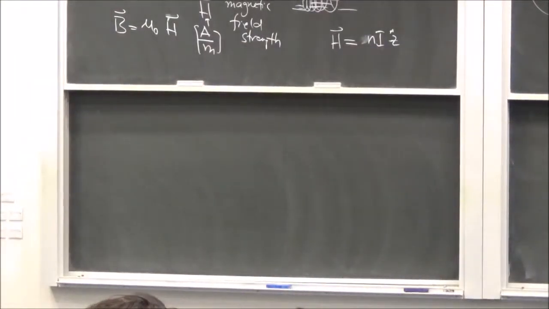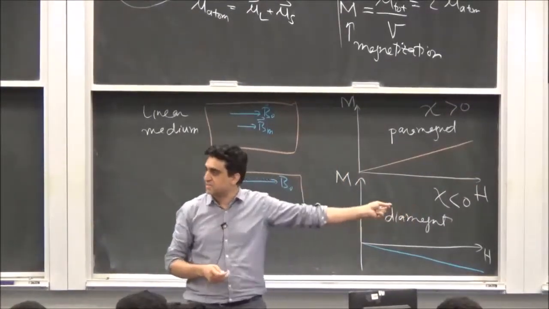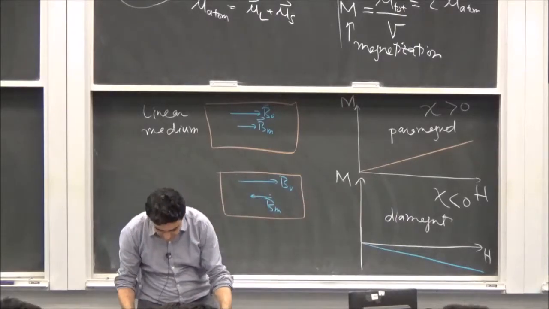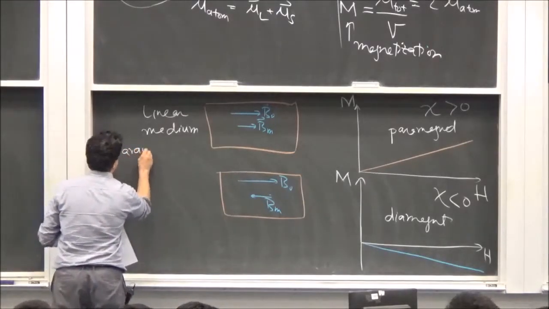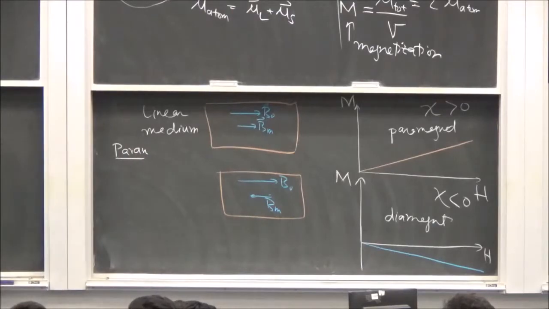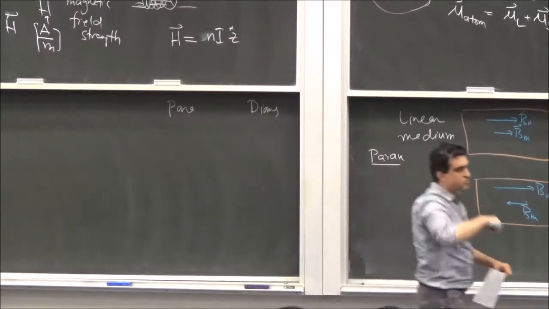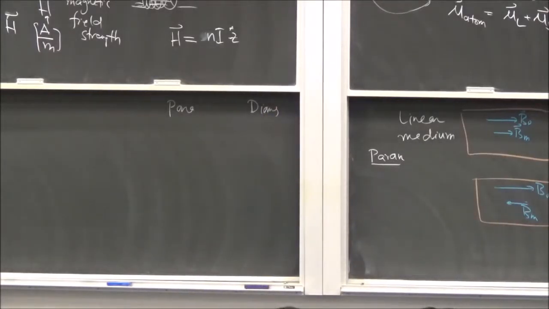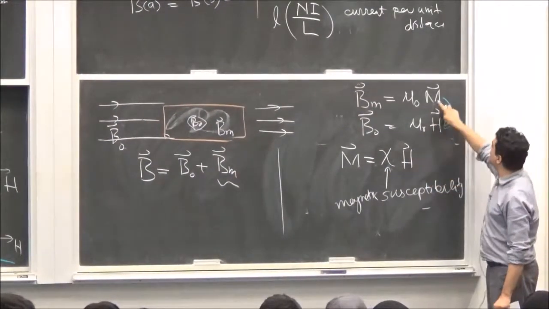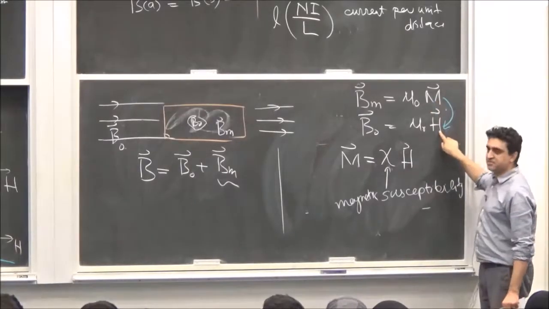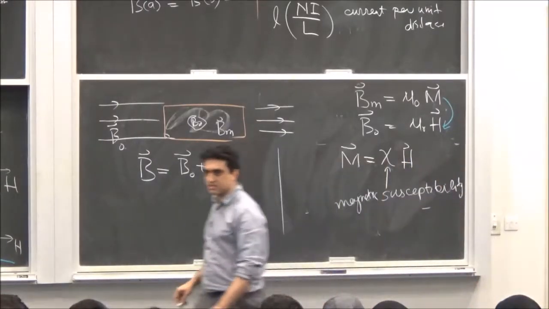So the question is, what are these magnetization values? Are they small or are they big? It would depend on what the chi value is. So let me give you the value of chi for certain known materials. Let's write for the paramagnets and the diamagnets. One thing, what would be the unit of chi? Unitless. The dimension of M is also the dimension of H. So these two have exactly the same dimension. This means chi is unitless, it's dimensionless.